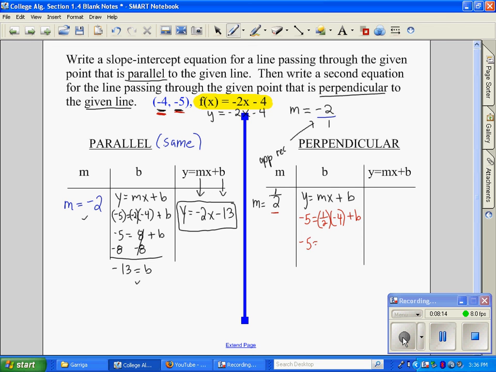Simplifying, we have negative 5 equals, if I put that over 1, negative 4 divided by 2, which is negative 2, plus b when I simplify that fraction. Get b by itself and add 2 to both sides. Negative 3 is equal to b. Once you have your m and your b, last step, plug in the m, plug in the b. y equals 1/2 x minus 3. This is a line that is perpendicular to the given equation.